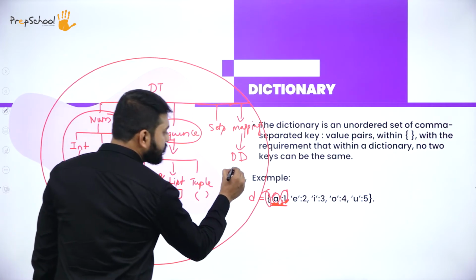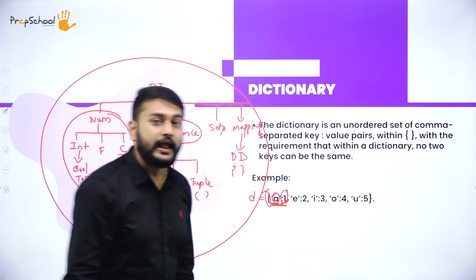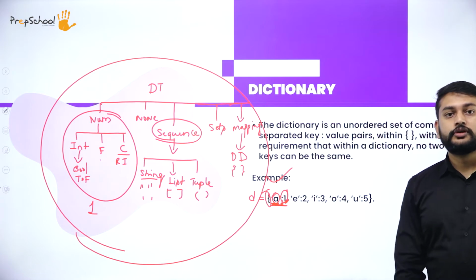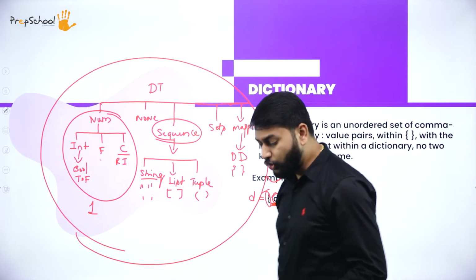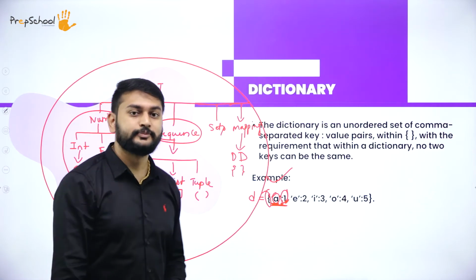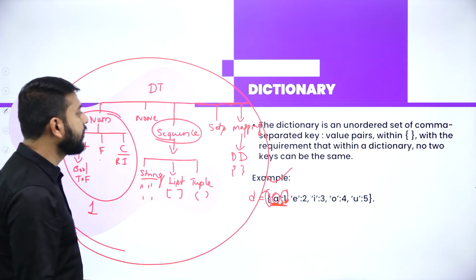When it comes to the dictionary, just remember the curly brackets. I'm trying to give you the recap of all the data types you have. So hope I made it clear and simple for all of you. Moving on to the next one.